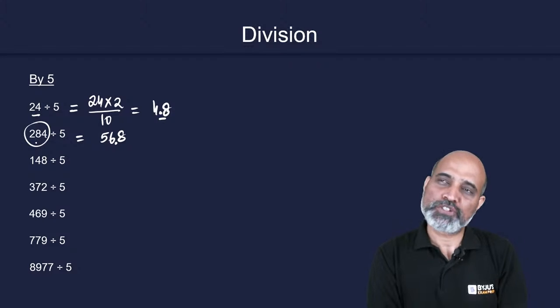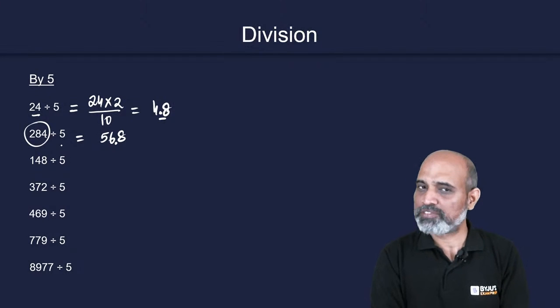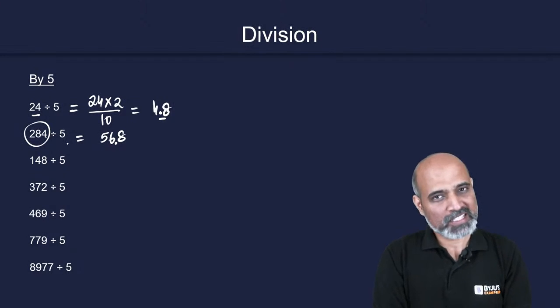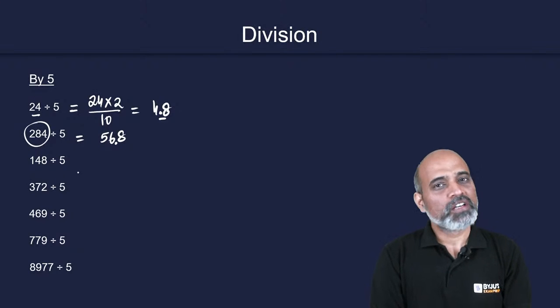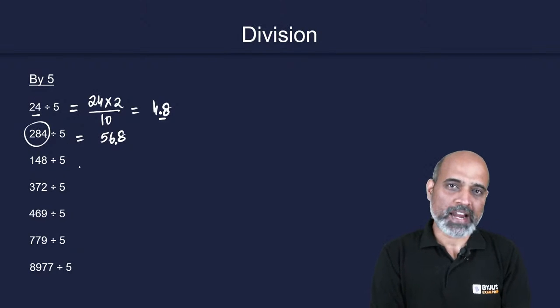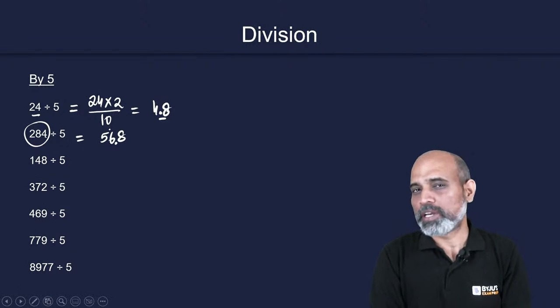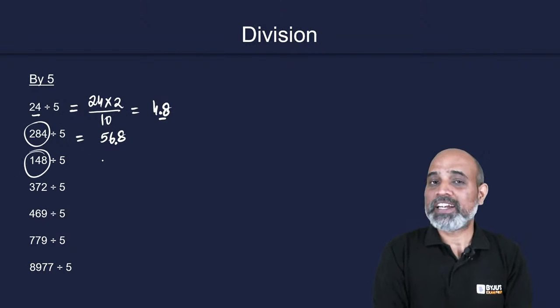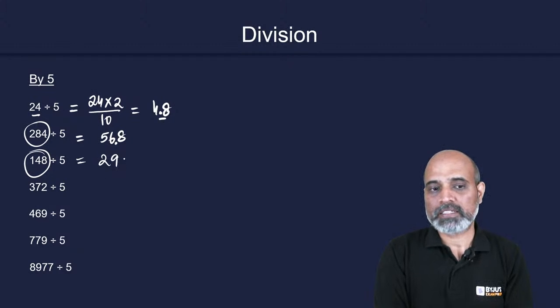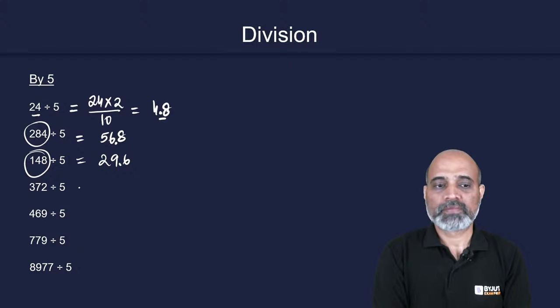5 into 5 is 25, carries 3. Now I have 34. 5 into 6 is 30. Remainder is 4. And then you have to add a 0. So put a point. Don't have to do any of that. 148, you have to double. Double of 1 is 2. Double of 48 is 96. And put a point here.